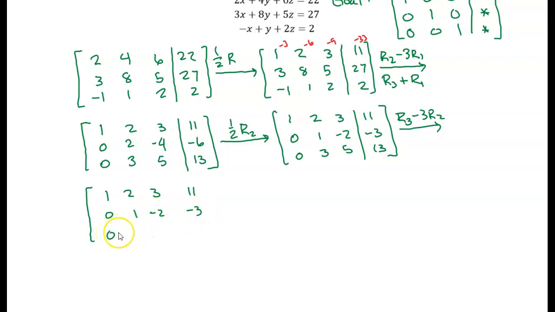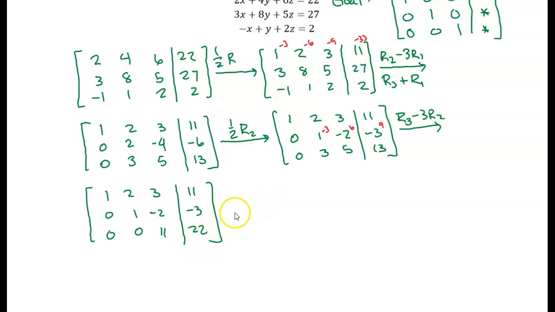And now I'm going to make a little note to myself. If I take -3 times 1, that becomes -3. -3 times -2 becomes a +6. -3 times -3 becomes a +9. So those are the numbers that I'm going to add to the third row. So then I get 0, and then 5 plus 6 is 11, and then 13 plus 9 is 22. Okay, there's my new augmented matrix.